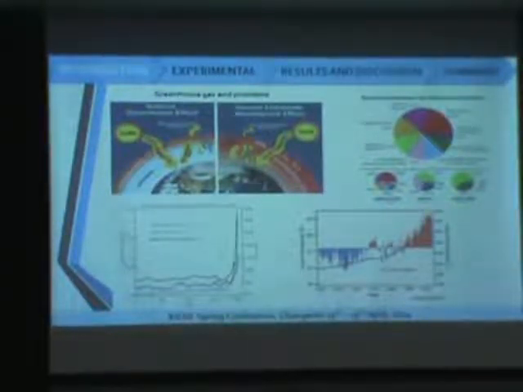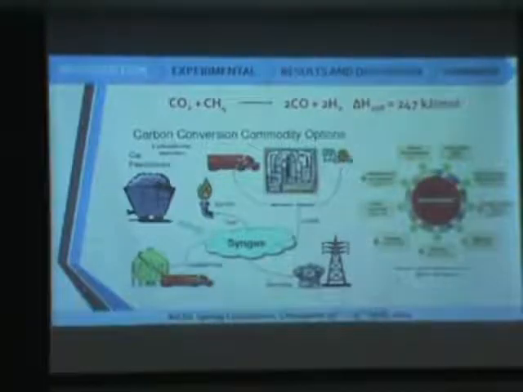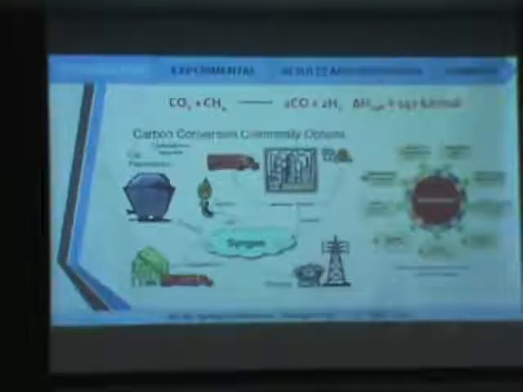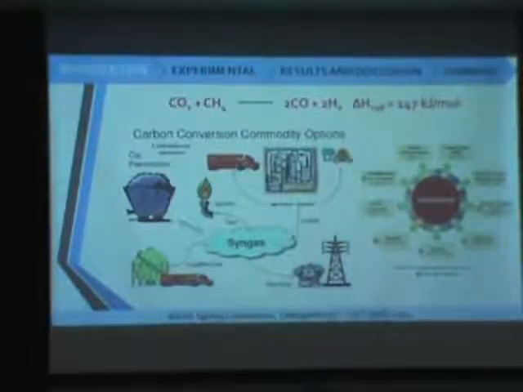concentration. So nowadays, to decrease the concentration of greenhouse gas, we can use the reforming reaction for two greenhouse gases, carbon dioxide and methane, and the product is syngas.